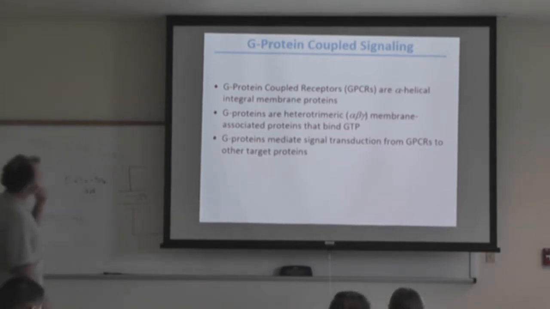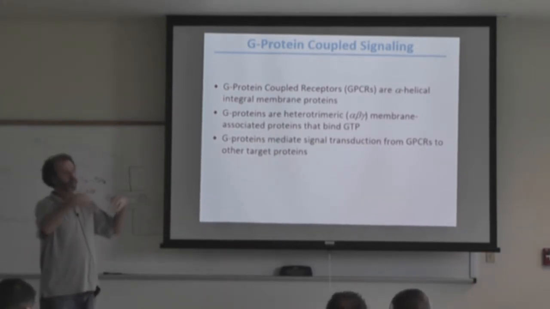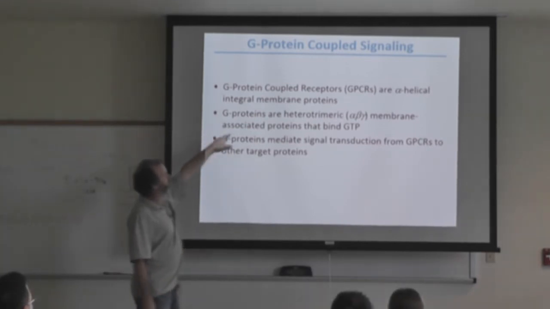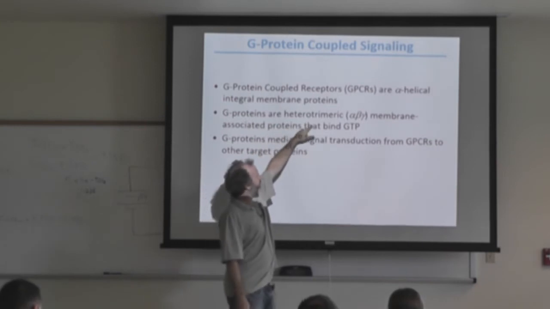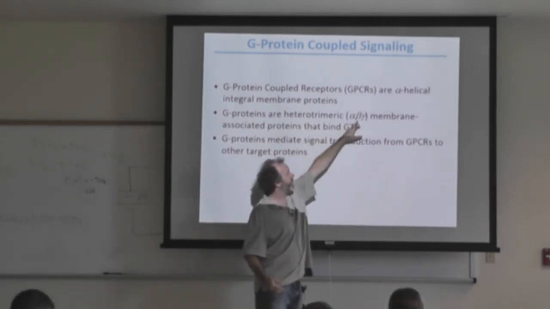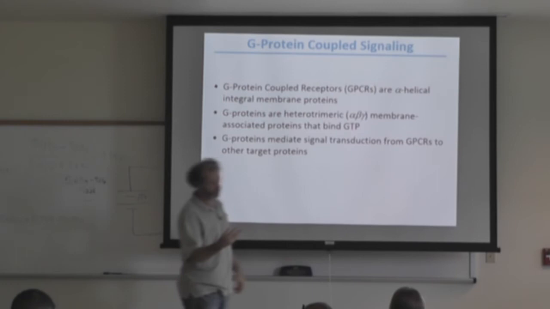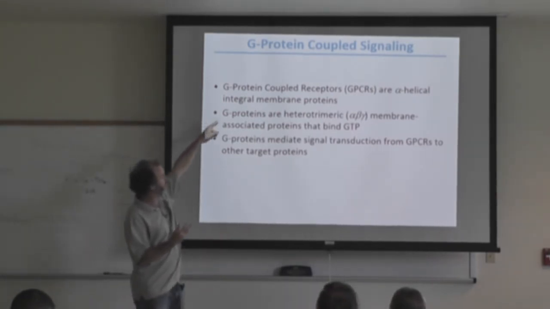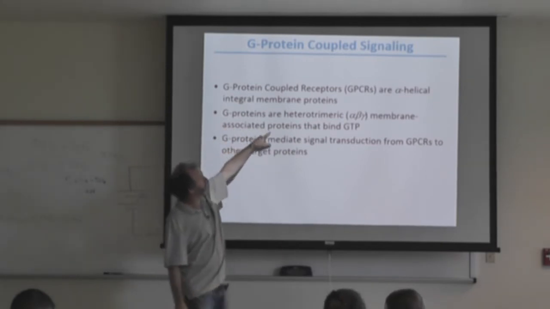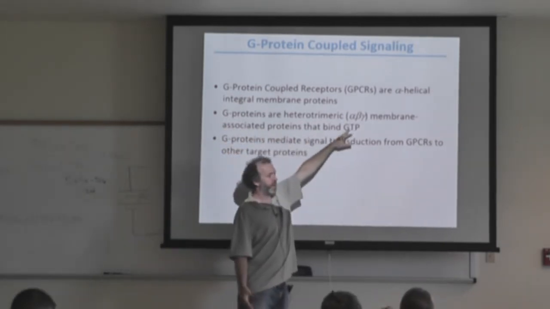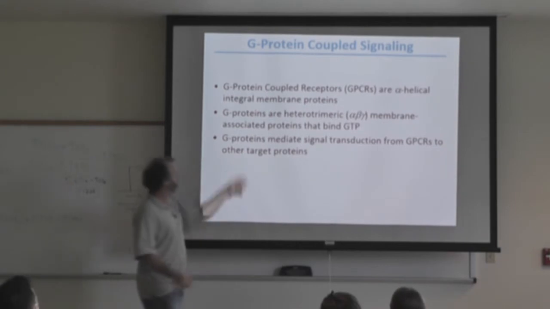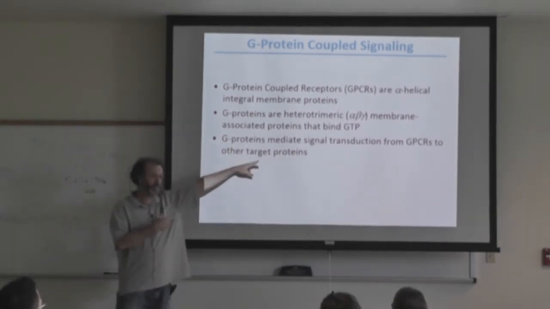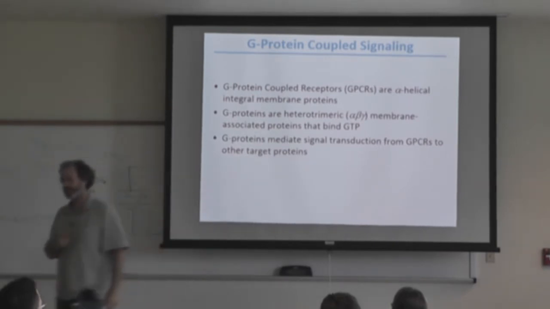So there are typically 7 alpha helices that span the membrane. And then they're heterotrimeric, where you have the receptor, and then you have this alpha, beta, and gamma portion of the protein that associates with the transmembrane domain. And the alpha, beta, gamma portion binds to GTP or GDP. And the G proteins will mediate signal transduction from G protein coupled receptors to other target proteins.